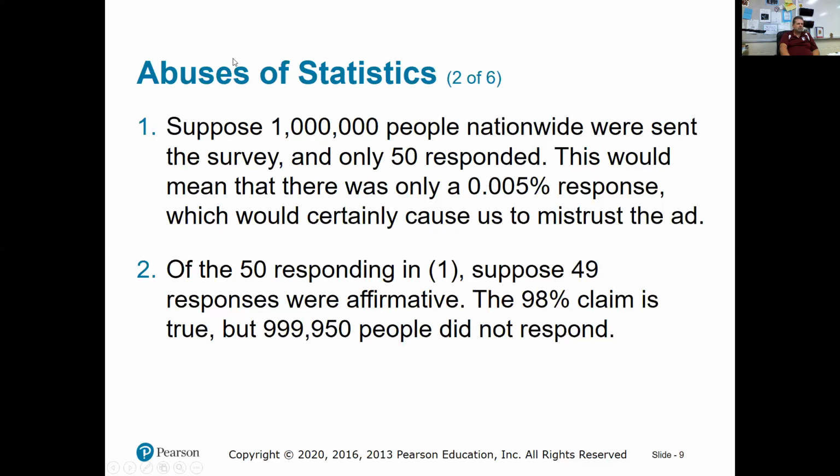Go into a senior citizen home and ask one person what they think about today's world. You're not going to get a very good idea of what their sample is. Of the 50 responding in this one, suppose 49 of the responses were affirmative for what you wanted, a 98% claim. But is that true for the whole sample? No, because that 50 is only 0.5% of 1 million people. So a small sample space in a big number just doesn't work.